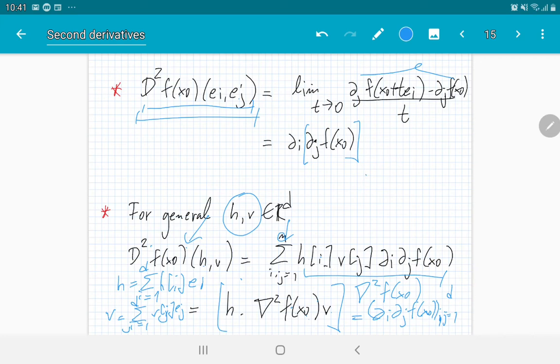It is applying the Hessian, looking at the quadratic form defined by the Hessian. Right, the quadratic form is always something like this, when you look at it for a matrix A. And this is it.